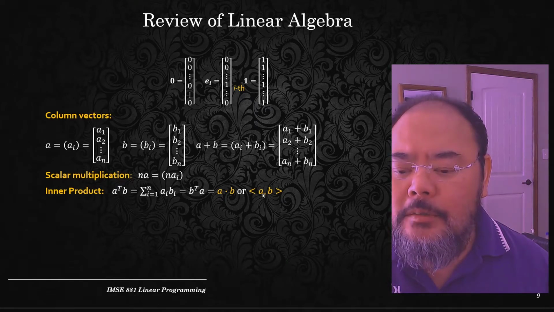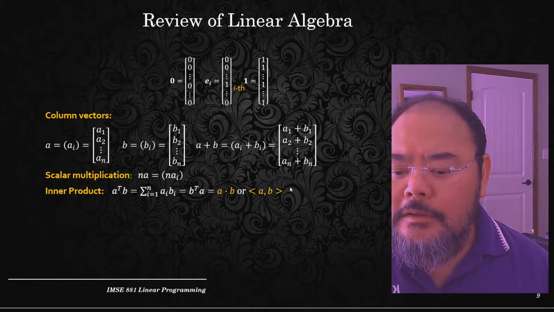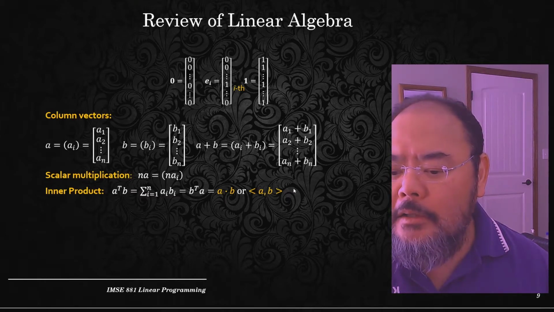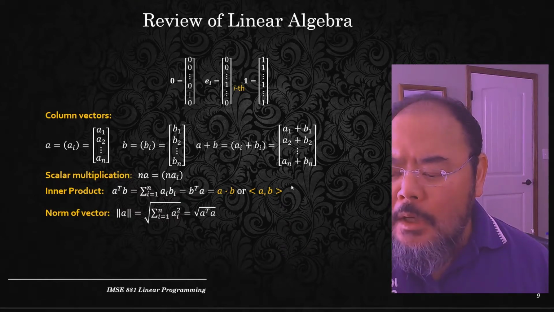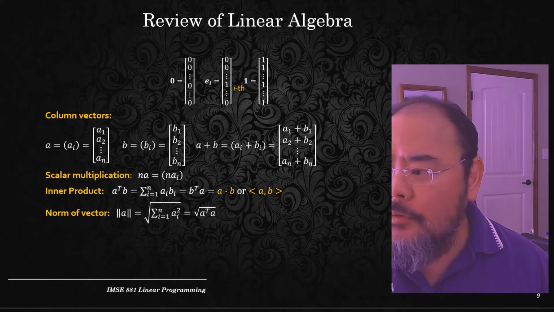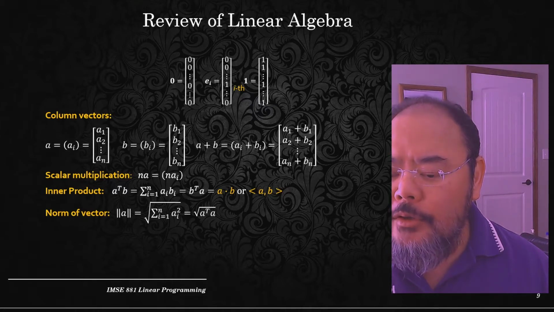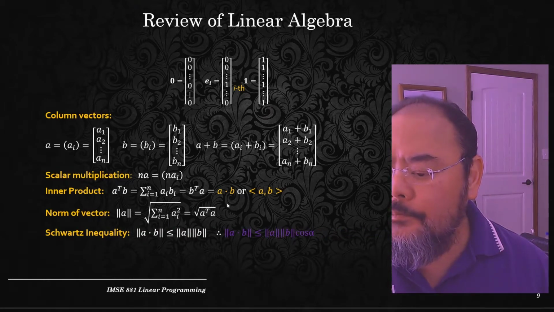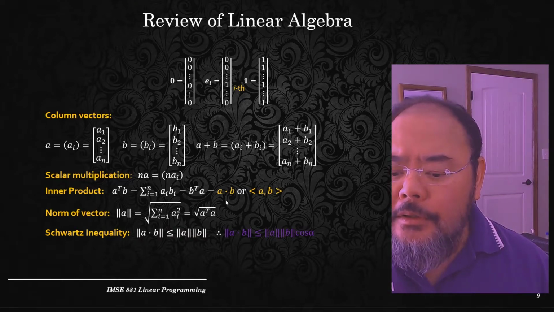Also in papers and textbooks, they use an angle bracket, A comma B, to represent this inner product. So there are various representations, but they are all this inner product or dot product. The norm of a vector is its size: square all the elements of A, sum them up together, and take the square root. So basically it's A transpose times A, the inner product of A with itself, and take the square root of it.